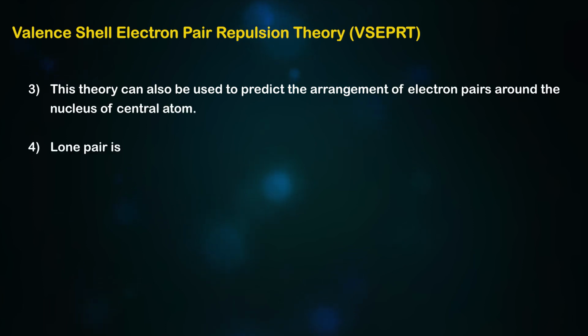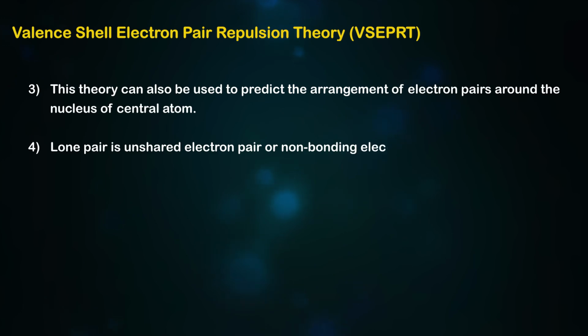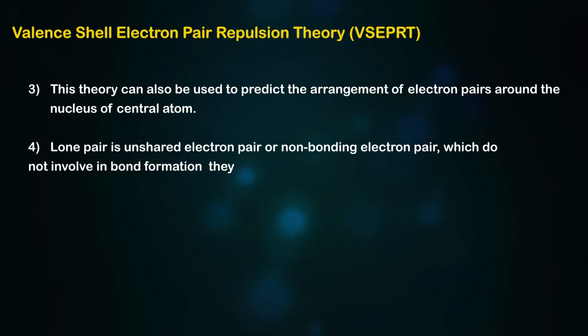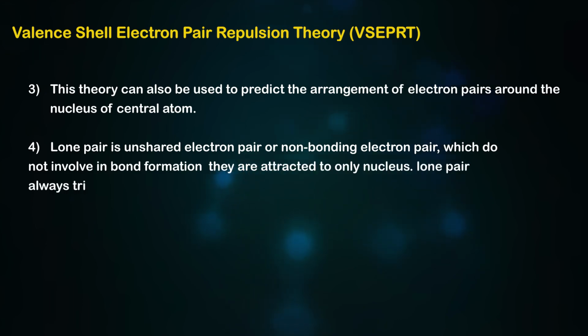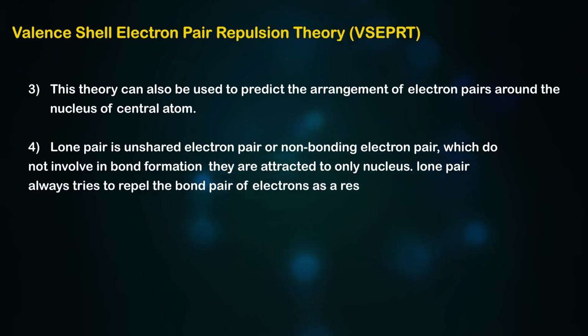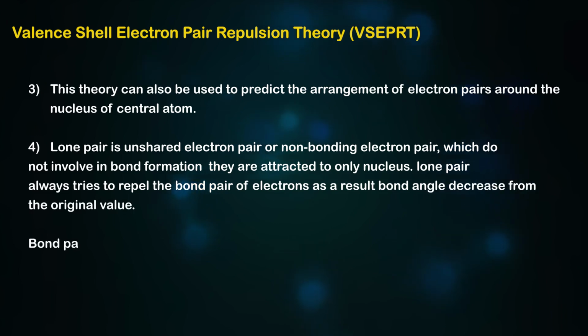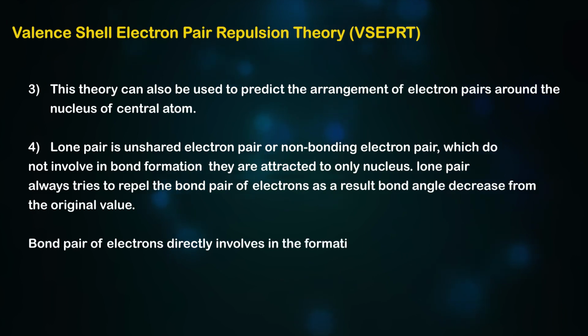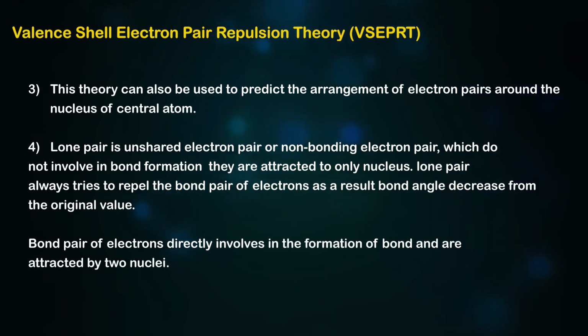Lone pair is an unshared electron pair or non-bonding electron pair which does not get involved in bond formation. They are attracted only to one nucleus. Lone pair always tries to repel the bond pair of electrons. As a result, bond angle decreases from its original value. Bond pair of electrons directly involves in the formation of a bond and is attracted by two nuclei.